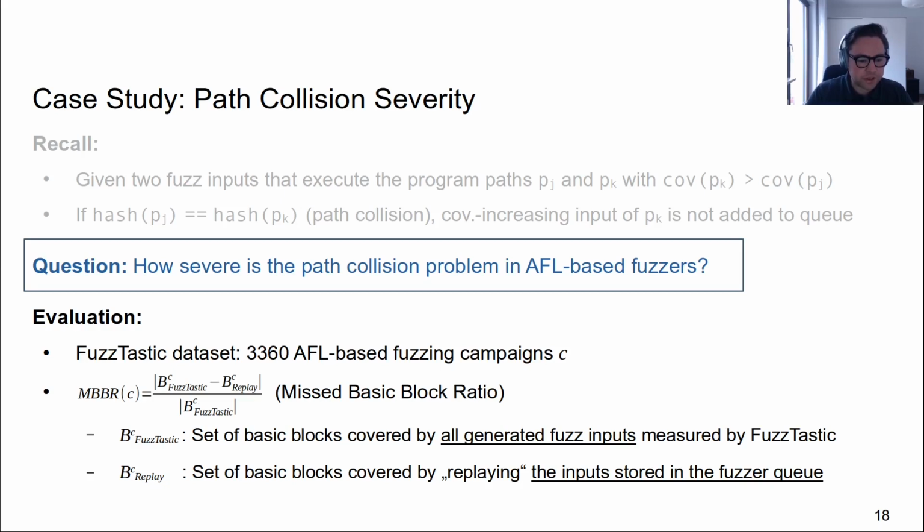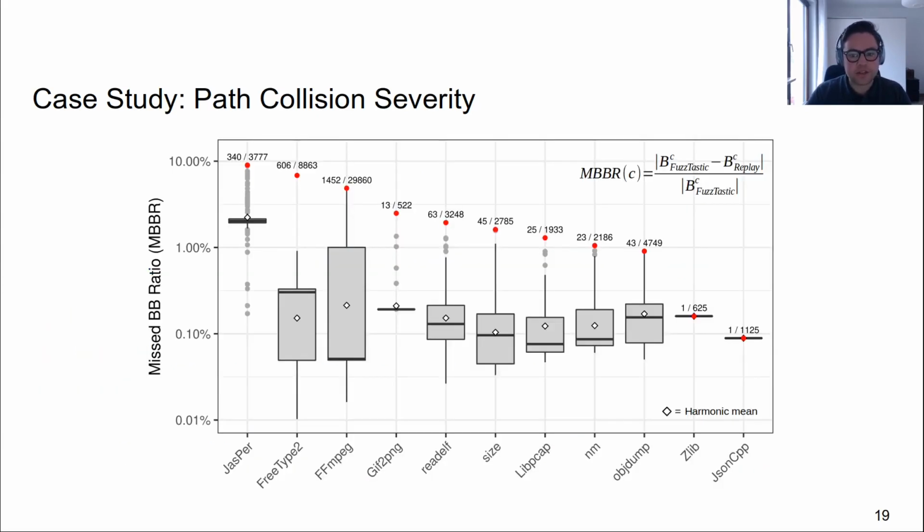For this, we extract a set of basic blocks covered by all generated fuzz inputs for each campaign. Here we can use the FuzzTastic tool, and for each campaign we also extract a set of basic blocks covered by replaying the inputs stored in the fuzzer queue. And then we can use the formula provided here on the slide to compute the ratio of missed basic blocks. The results of this evaluation can be seen in this graph here.